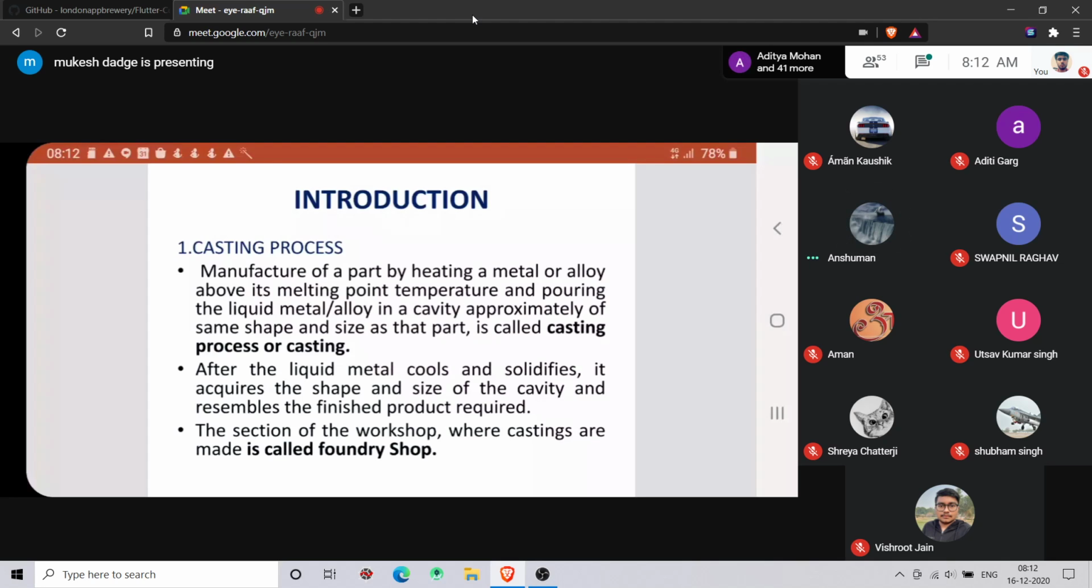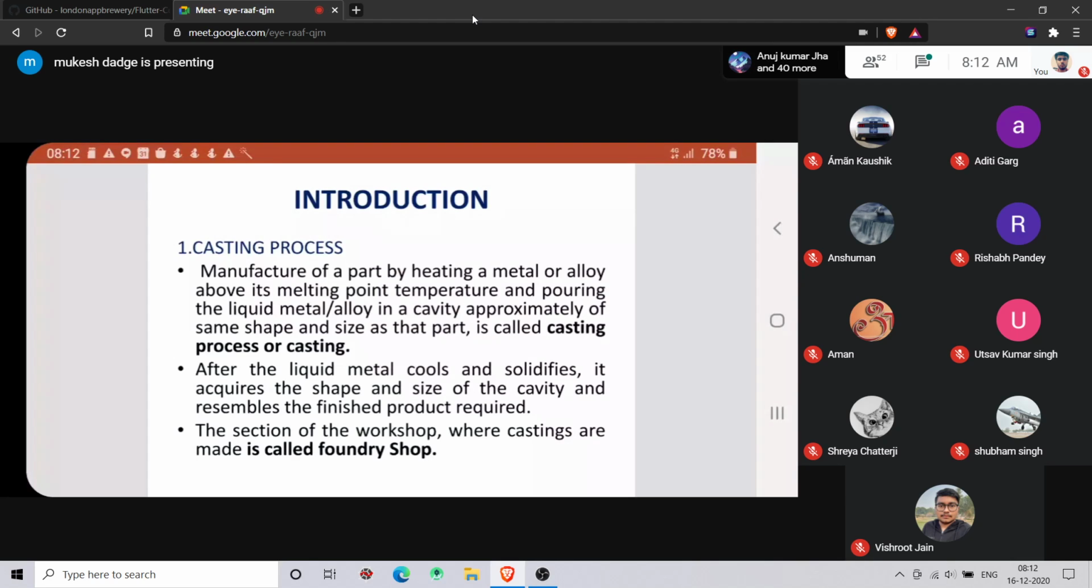So casting is a manufacturing process. Manufacture of a part by heating a metal or alloy above its melting point temperature, and pouring the liquid metal or alloy in a cavity approximately of same shape. So there is a word, approximately of same shape. That means you have to add the allowances. Approximately of same shape and size as that part is called casting process, or simply casting. So this is the generalized definition.